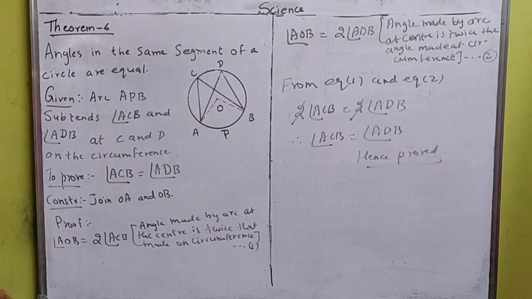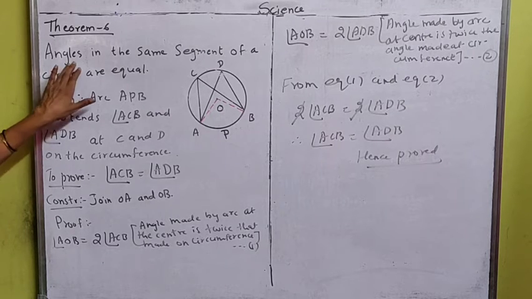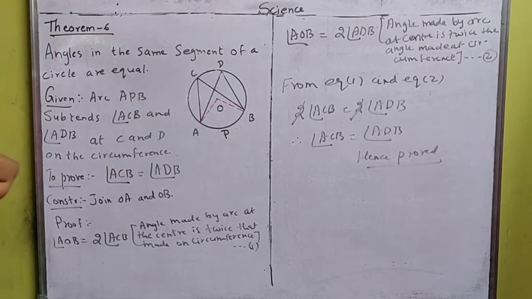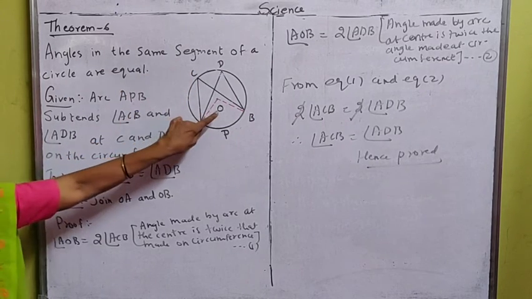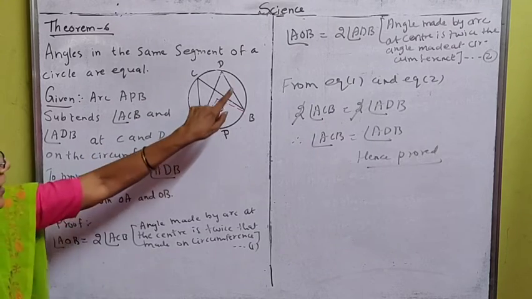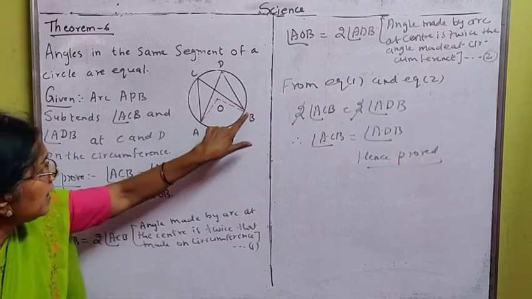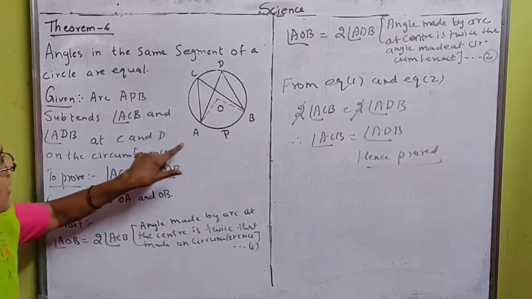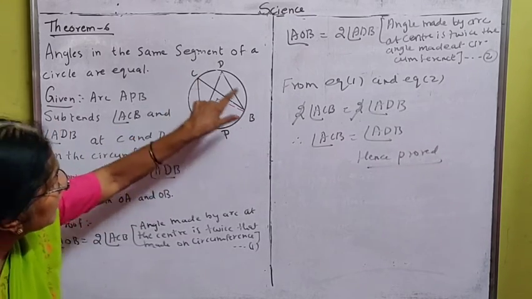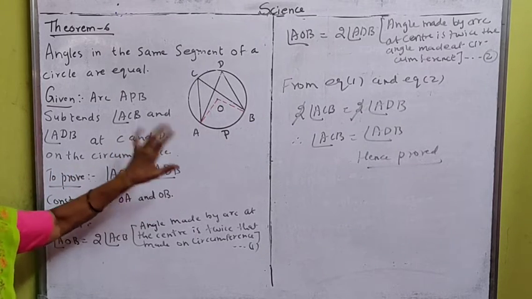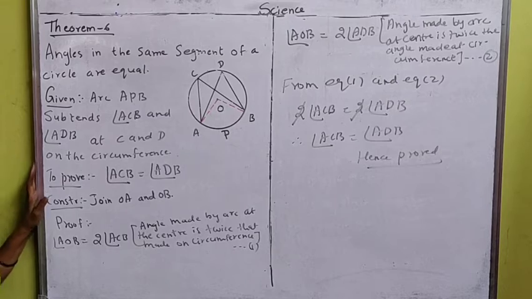So once again we will see what we have to do in this theorem. This is theorem number 6: Angles in the same segment of a circle are equal. So what are you going to do here? Given: O is the center of the circle, that is, arc APB subtends angle ACB and angle ADB on the circumference. Got it? Then what do you have to prove?